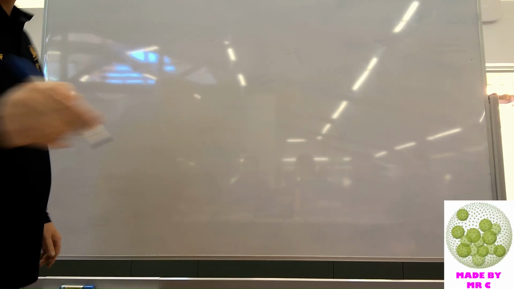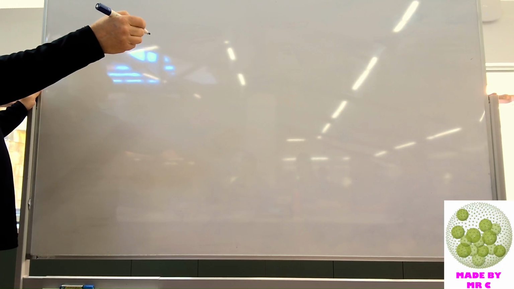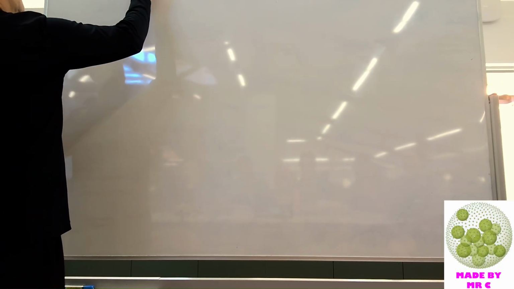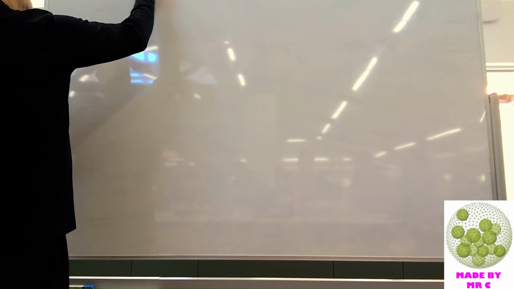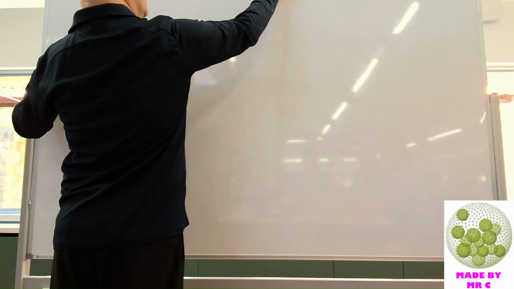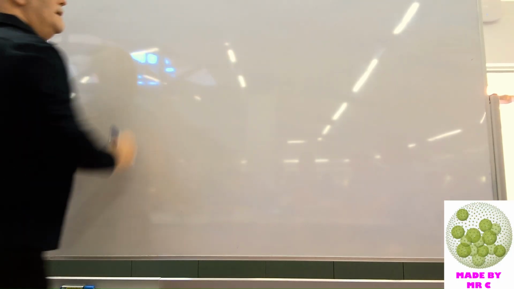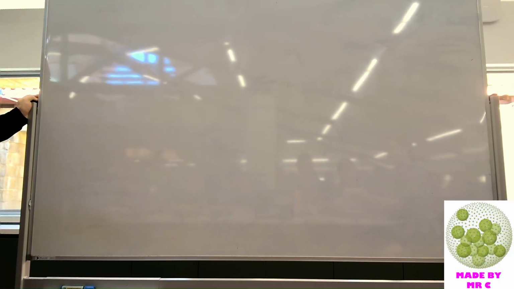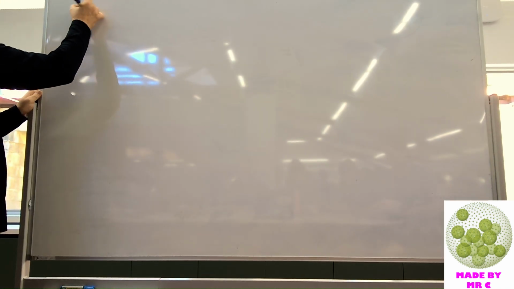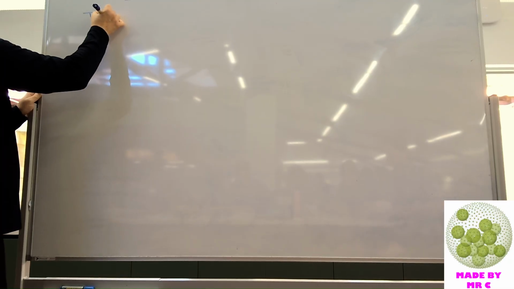So, first of all, we're doing types of energy, and there are two different types of energy, broad categories. There is kinetic and there is potential. Kinetic means moving, potential means storage. Under kinetic, the first one we have to talk about is thermal energy.